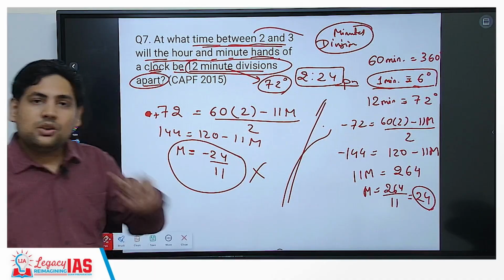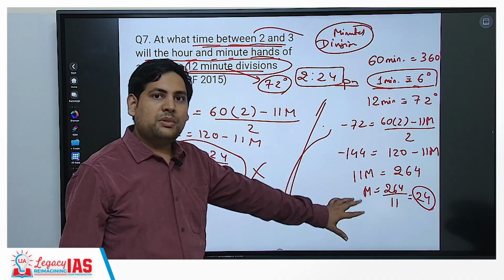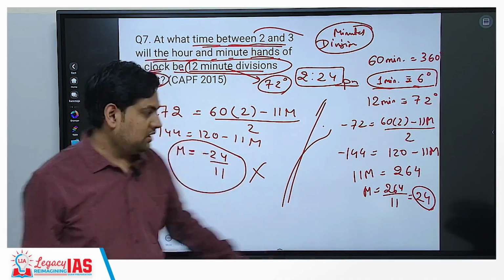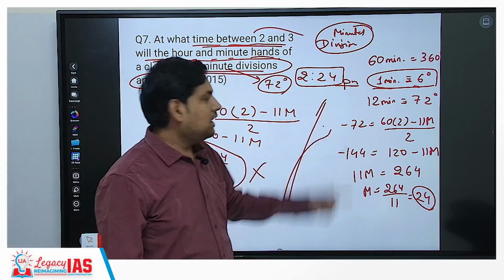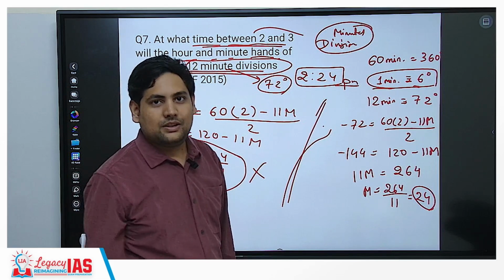And you are getting only one time. Don't be misunderstood that you will always get 2 times. This is negative. Minutes can't be negative. So this is your only answer. 2:24 becomes your answer. That's it.